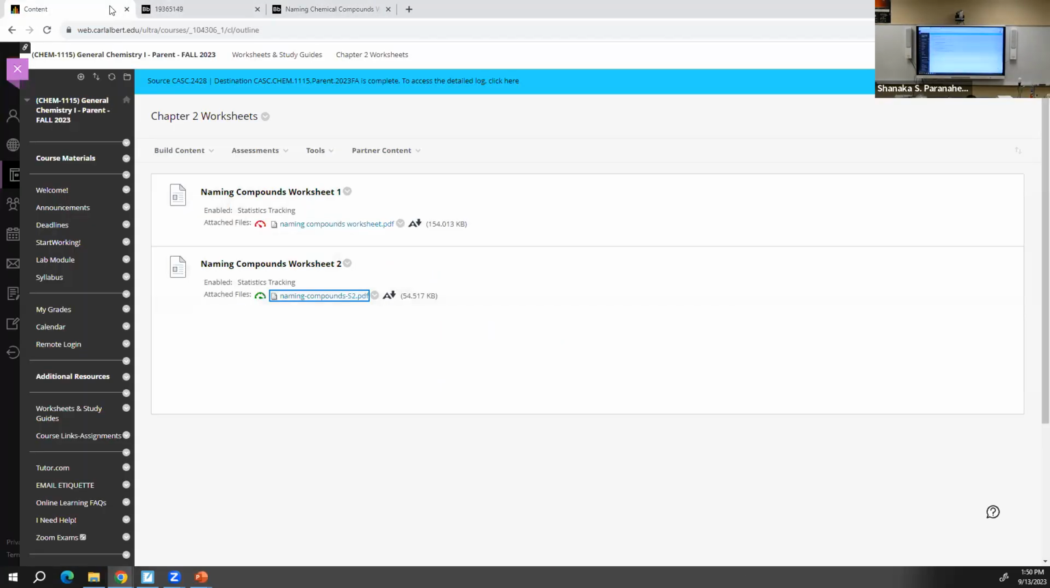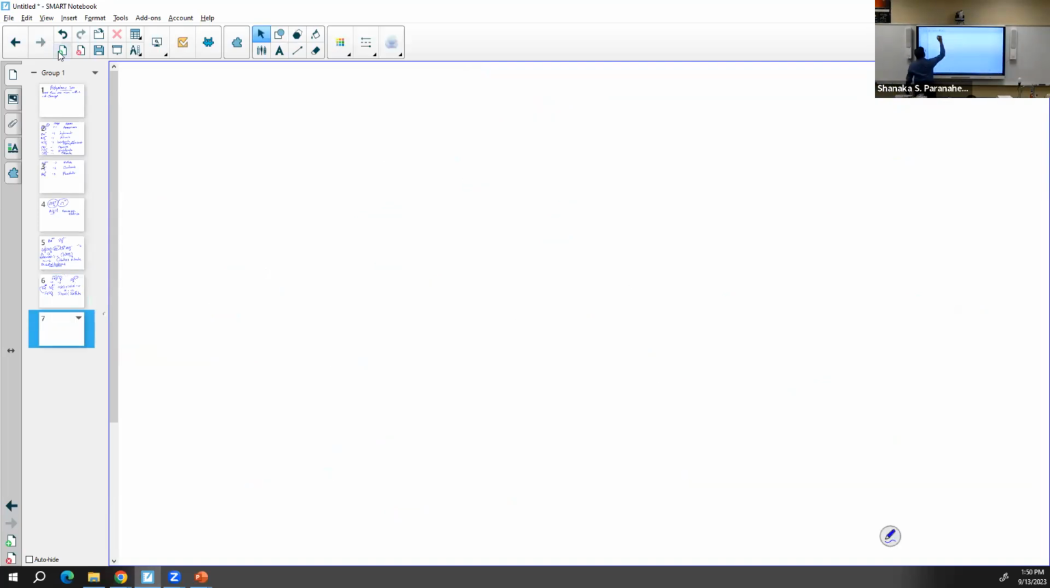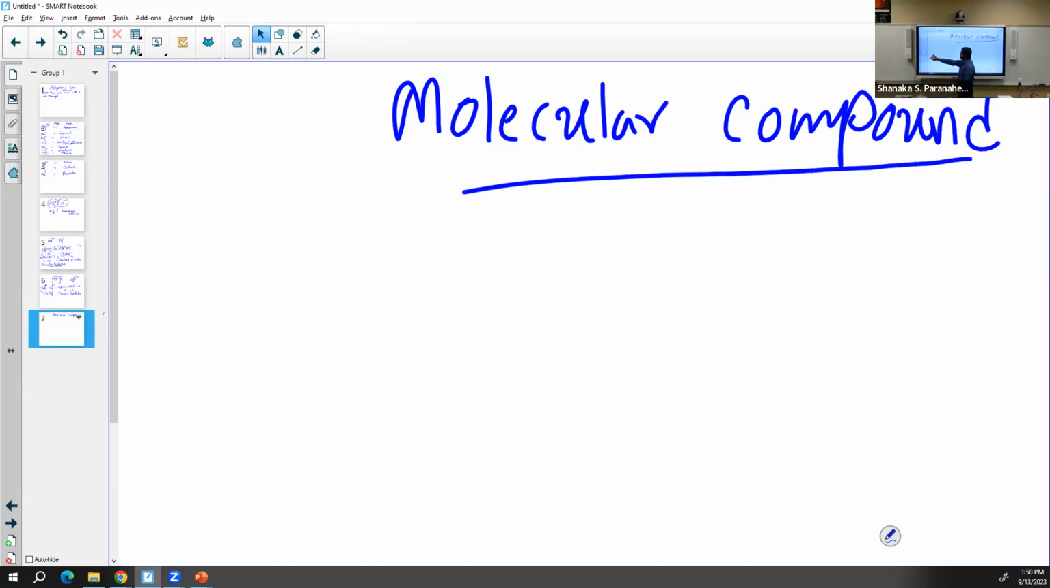Okay, so now we are going to move on to the next type of molecule. So that's going to be molecular compounds. How do we recognize molecular compounds? Based on the type of the elements present in this compound. So this is an example for a molecular compound. Okay. These are examples of molecular compounds.